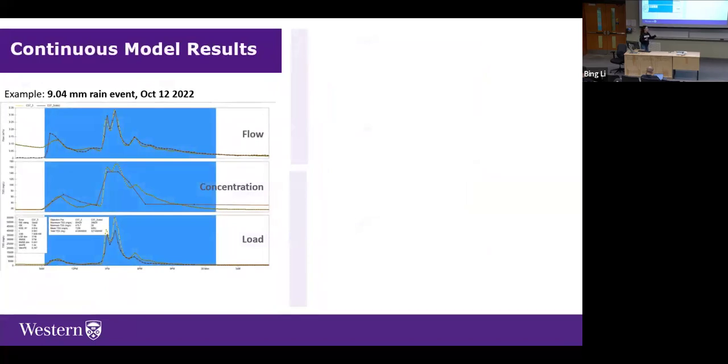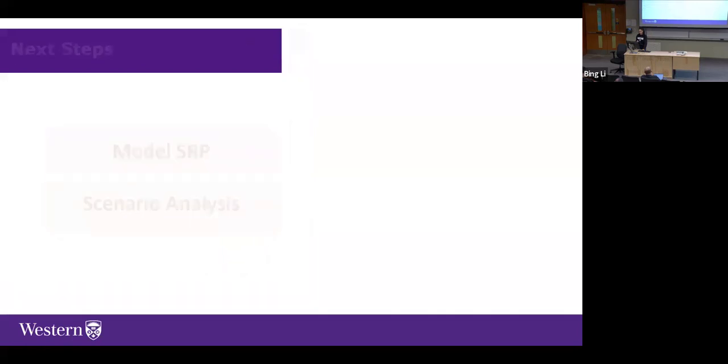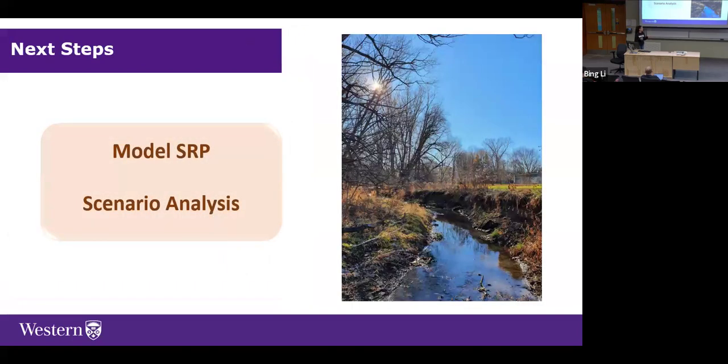Just to show what a good result will look like, this is a zoomed in part of the continuous model. It's just one event. You can see when the model results are good, the concentration and loads line up pretty well compared to the observed data, which is the red line, and the yellow line, which is the model data. And I was able to obtain load estimates as well.